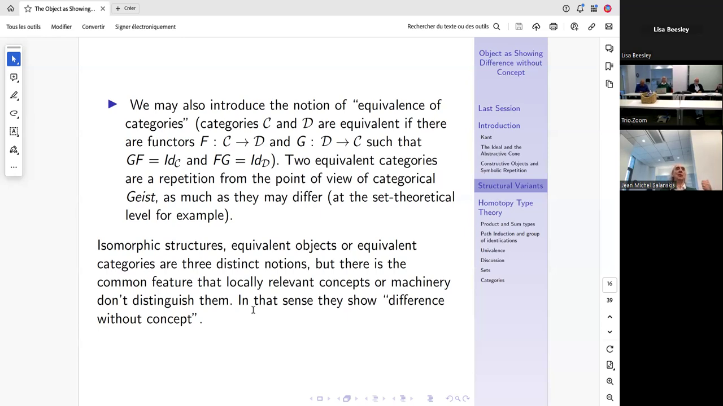So isomorphic structures at the level of set theory, equivalent objects within a category, or equivalent categories are three distinct notions. But there is a common feature: locally relevant concepts or machinery don't distinguish them. There is a sense in which we don't distinguish between isomorphic structures, equivalent objects, or equivalent categories. But this is clear, so why is this not a case of difference without concept within the conceptual code?